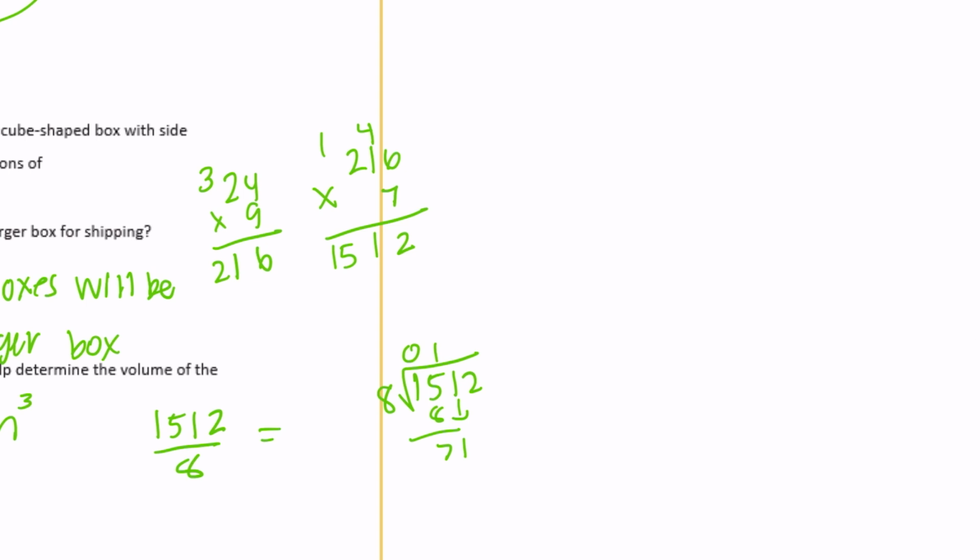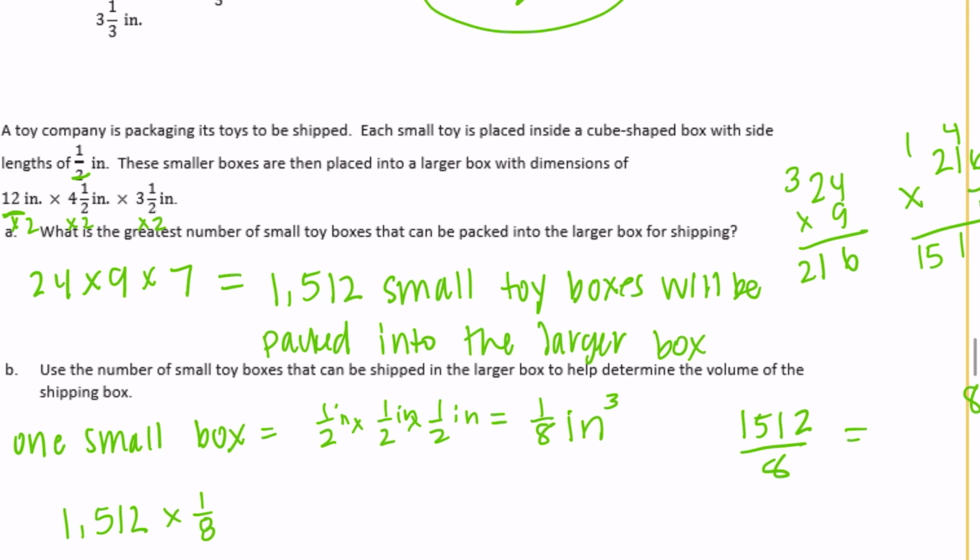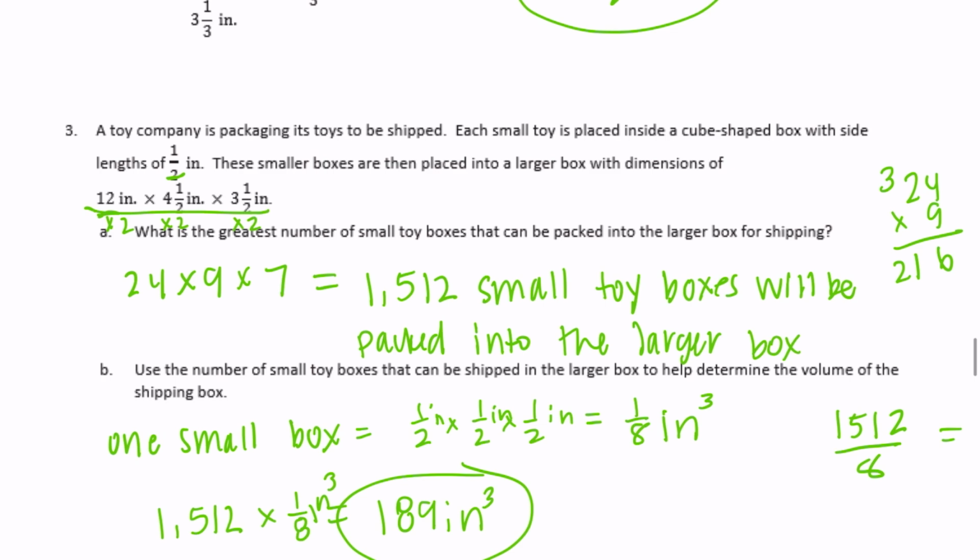Eight goes into 71, 8 times 8, 8 times. 8 goes into 72, 9 times. So we get 189. And this was inches cubed, so 189 inches cubed would be the volume of this 12 by 4.5 by 3.5.